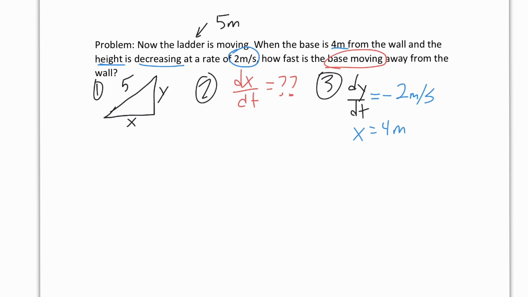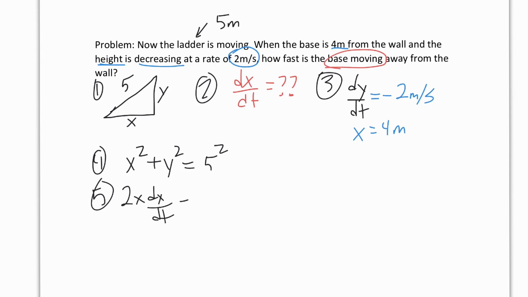Now the all-important equation, step 4. We need to come up with some equation that relates x, y, and 5. Now this equation isn't particularly challenging because we did it in the very first problem. We know Pythagoras is here to help. x squared plus y squared will equal 5 squared. All right, let's go ahead and take the derivative. So 2x dx/dt plus 2y dy/dt equals 0.